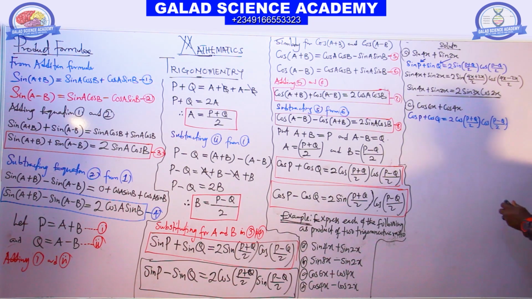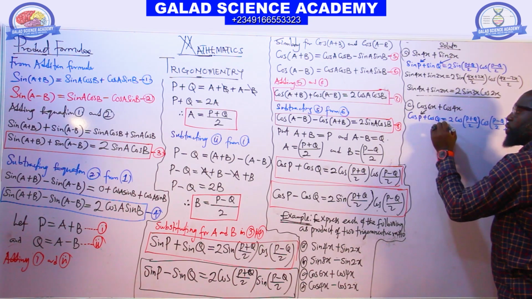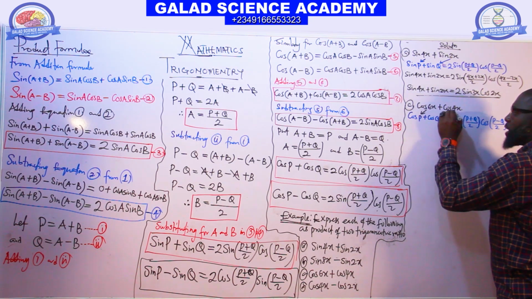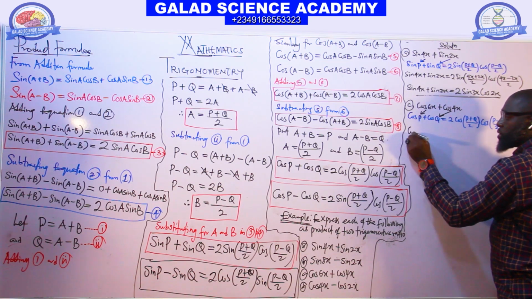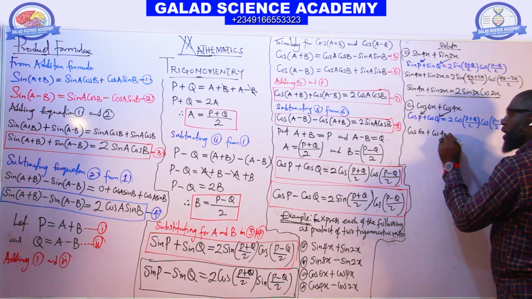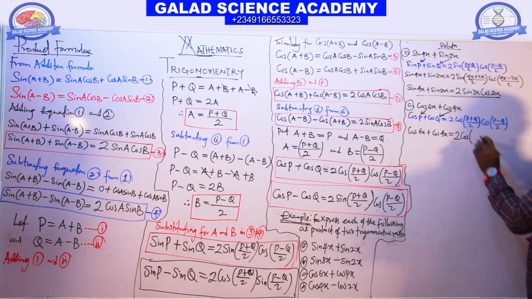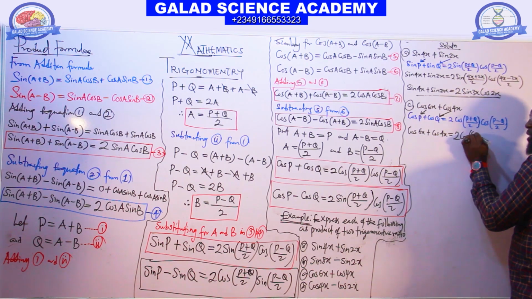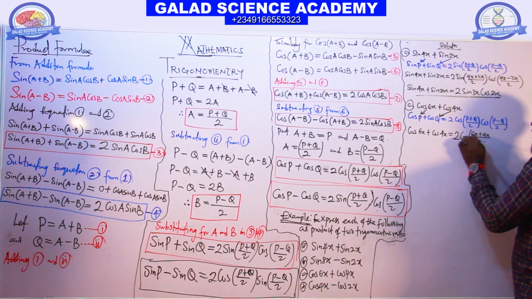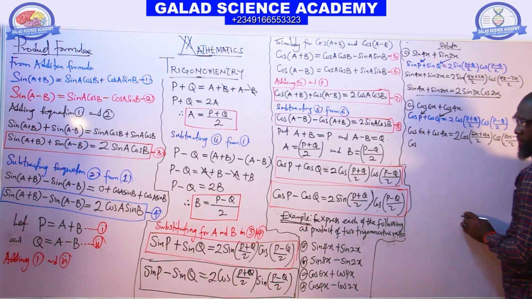So by applying this formula, this 6x is P, and the 4x is Q. Now cos 6x plus cos 4x will be 2 into cos (6x plus 4x) over 2, cos (6x minus 4x) over 2.